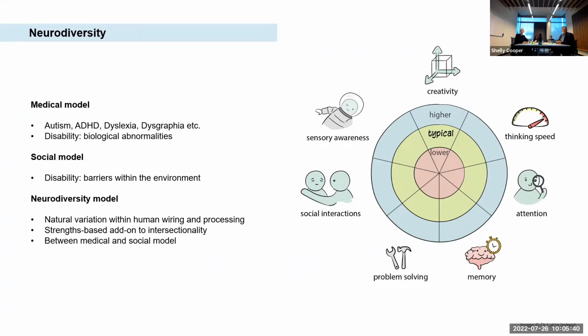And the reason for that is if you look at the graph on the right, I just fairly randomly picked some differences in human processing in terms of creativity, thinking speed, attention, and so on. And you see on the diagram, there is the middle section, which is typical. So typical experiencing is what most people do. And higher than typical and lower than typical is something that a segment of the population varies over as well. And if you could put it on the next slide, Jim, please.